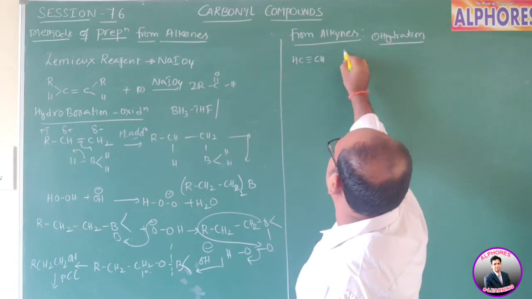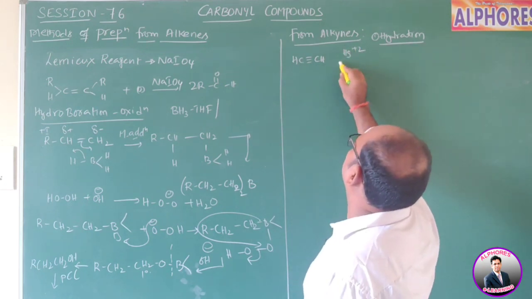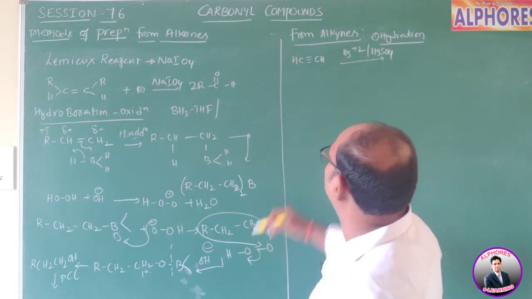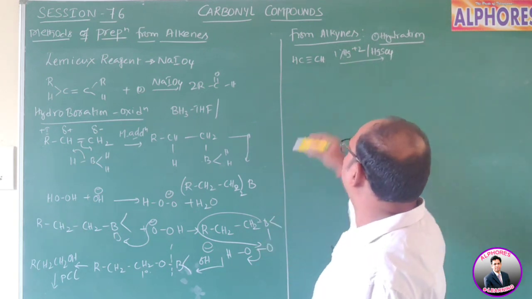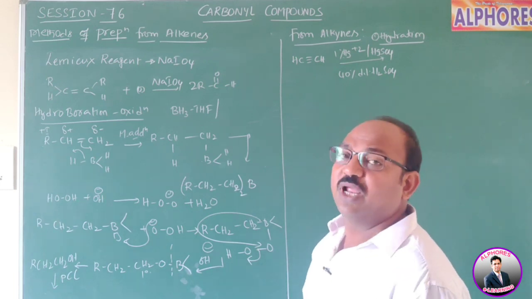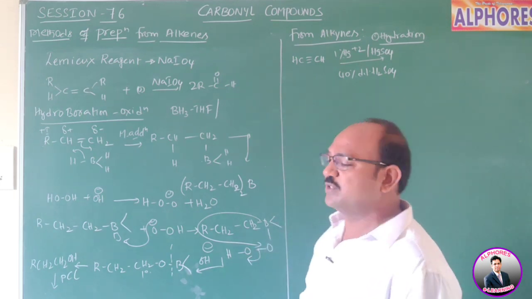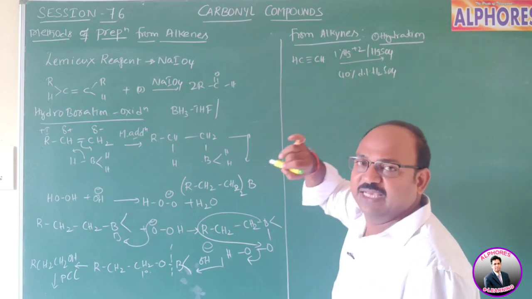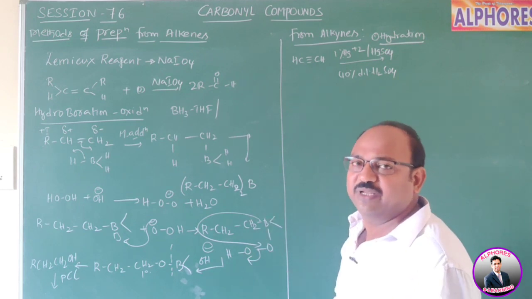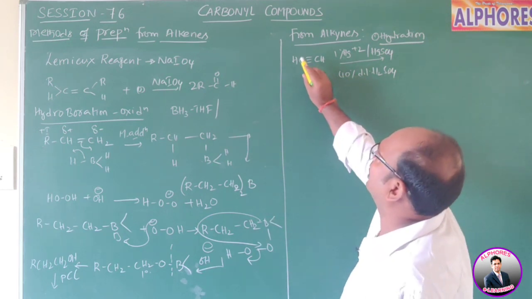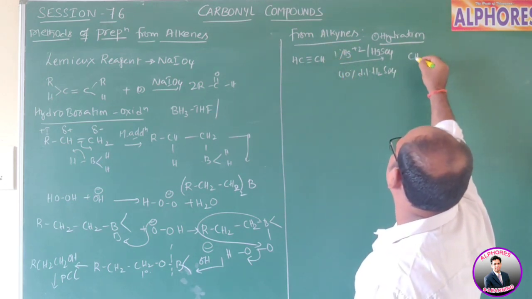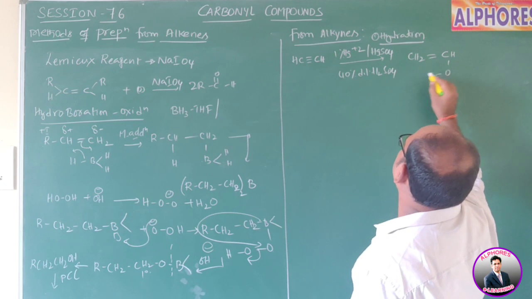So ethyne upon reaction with HgSO4, which we write as Hg2+, 1% HgSO4 and 40% dilute H2SO4. Here we are using these reagents, but overall only hydration takes place. Hydration is nothing but addition of water. Here, to one carbon H plus is added and to the other carbon OH minus. The resultant we get is CH2=CH-OH.